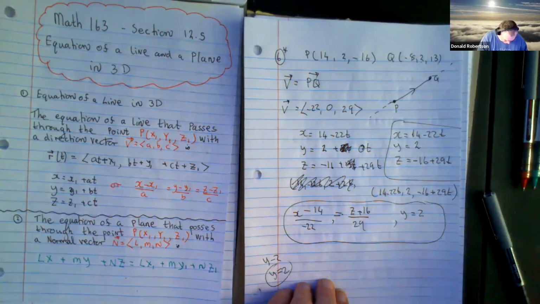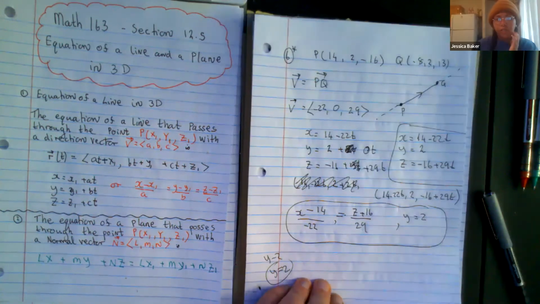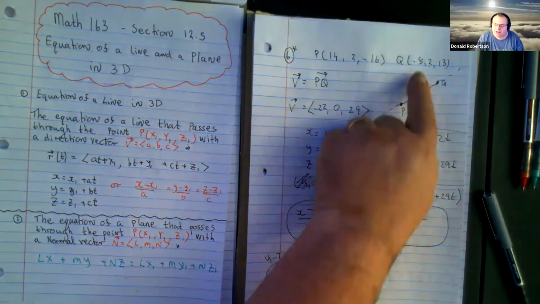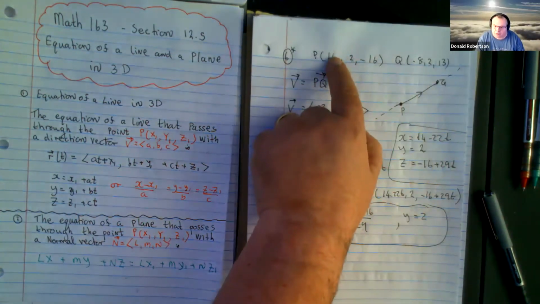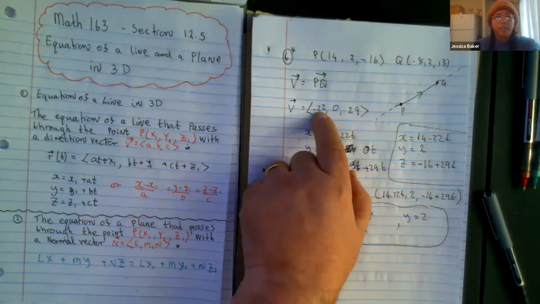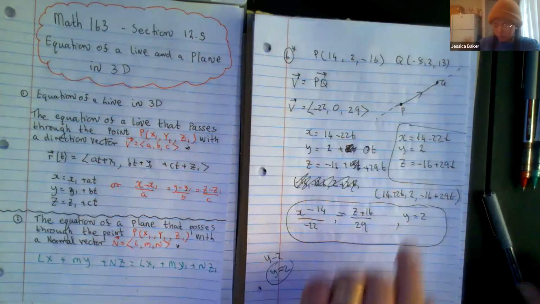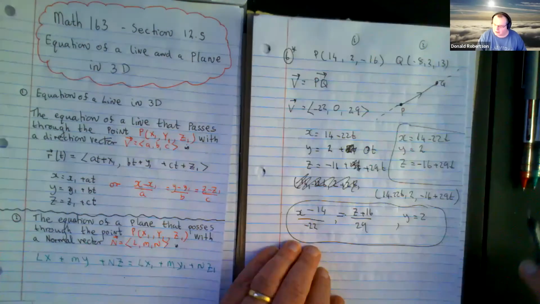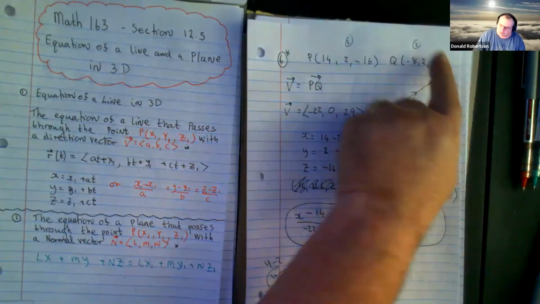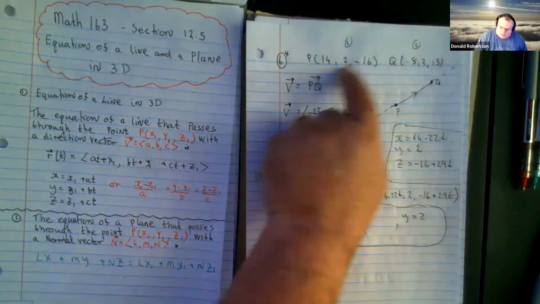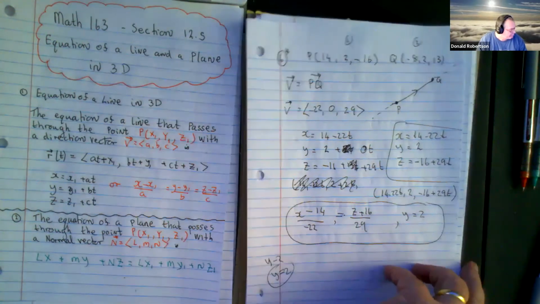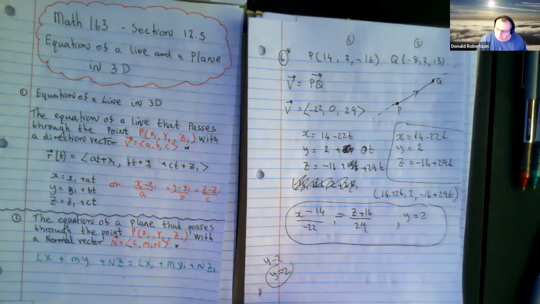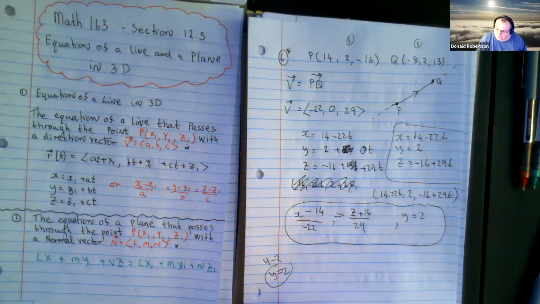Are we good with that? Why is the 22 negative? Negative 8 take away 14 gives negative 22. Oh, got it. I always say second take away the first. That's how I remember it, right? Second take away the first. Okay. Q take away P. Right. Are we good with that one? Okay.